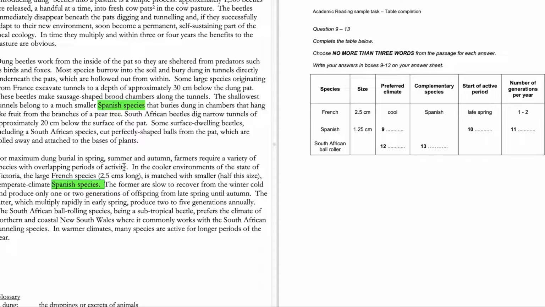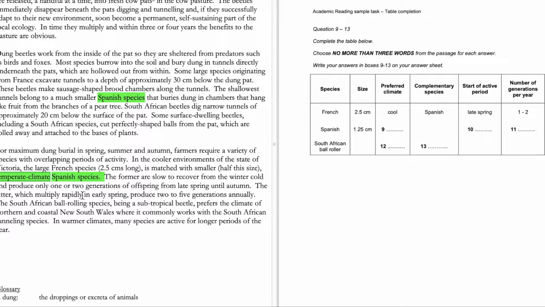So let's read this sentence where we have the answer to question number 9. In the cool environment of the state of Victoria, the large French species 25 centimeters long is matched with smaller, half this size, temperate climate Spanish species. So we would say that they prefer the temperate climate usually. So we're gonna highlight this. So the answer to the question number 9 is gonna be temperate climate.